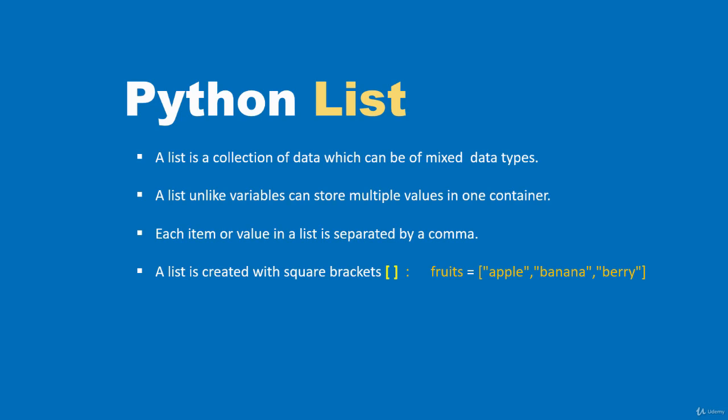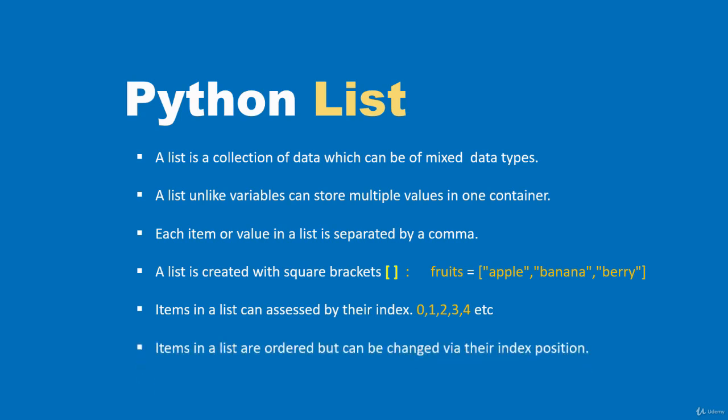You can access individual items in a list by their index position. So the first item is always index 0, the second item in a list is index 1, and so on. Also, you can change the order in which an item is positioned in a list by changing their index position.